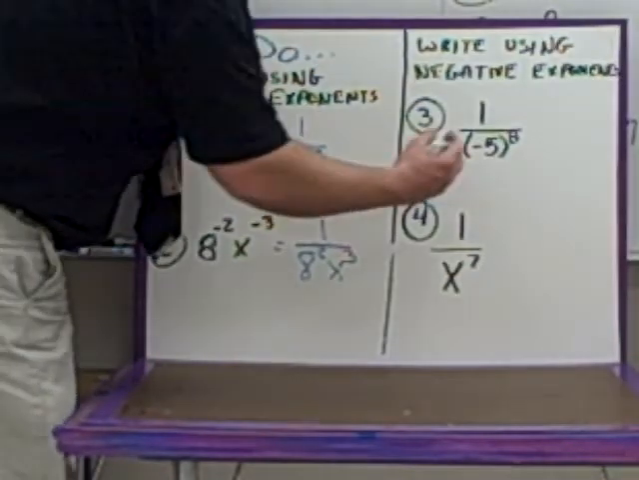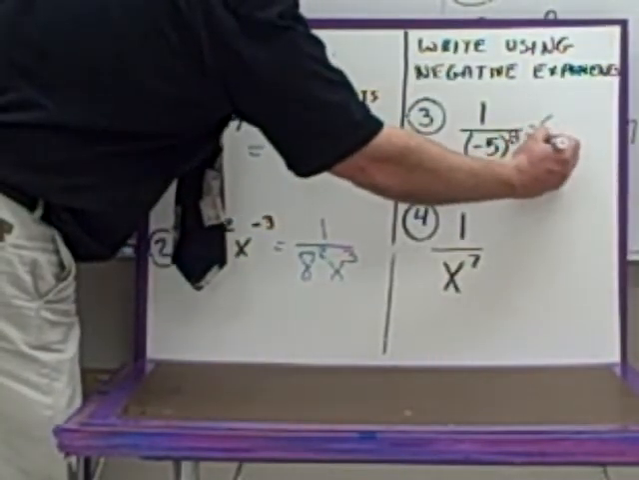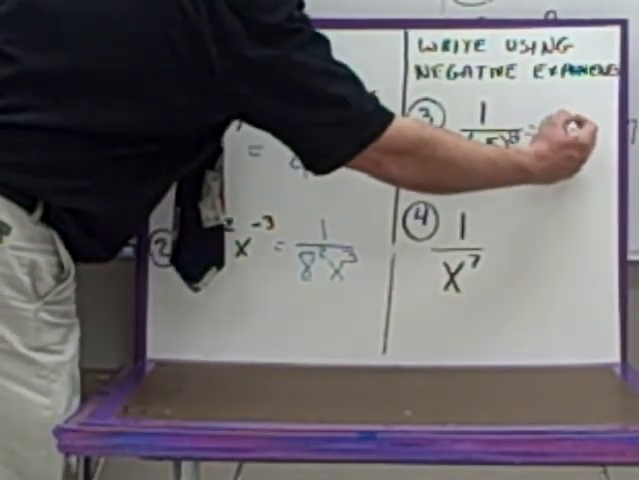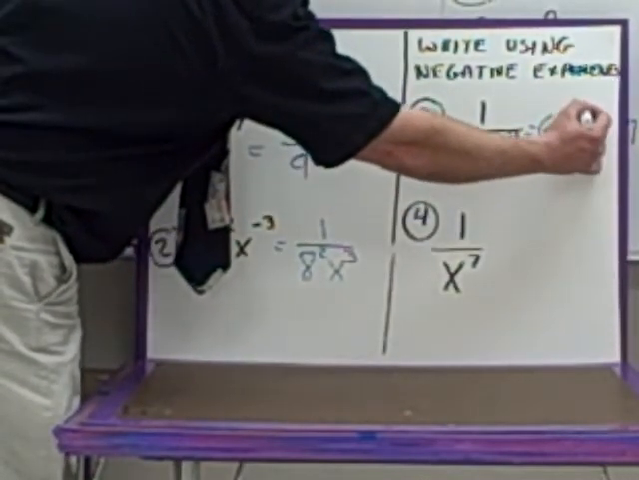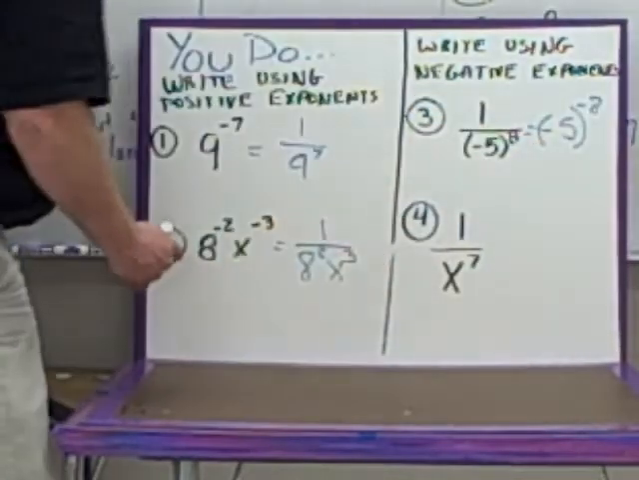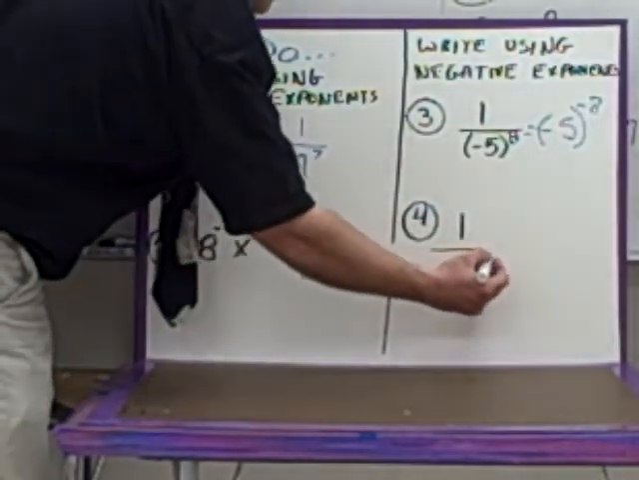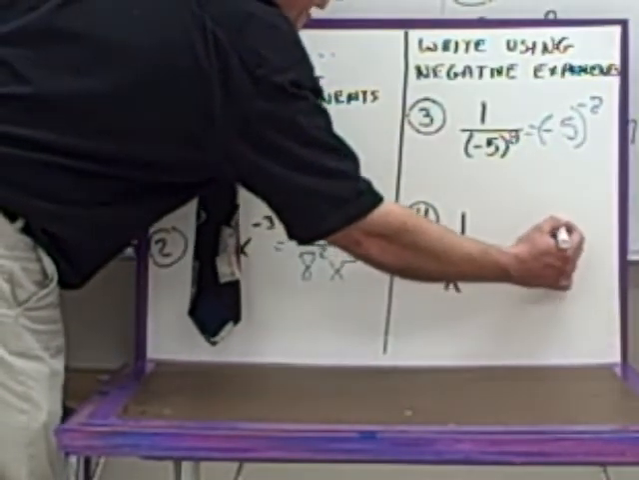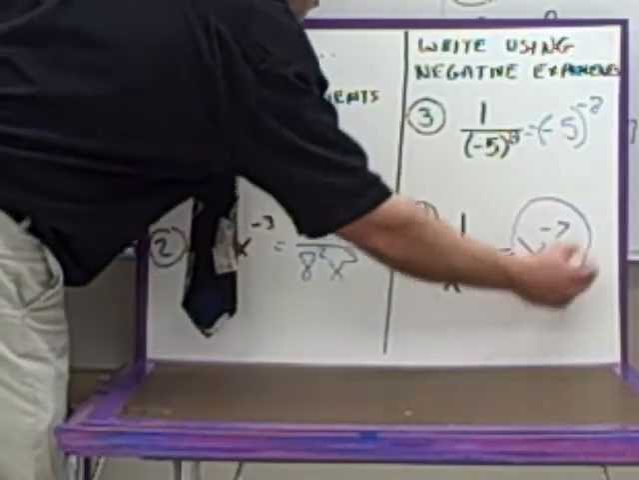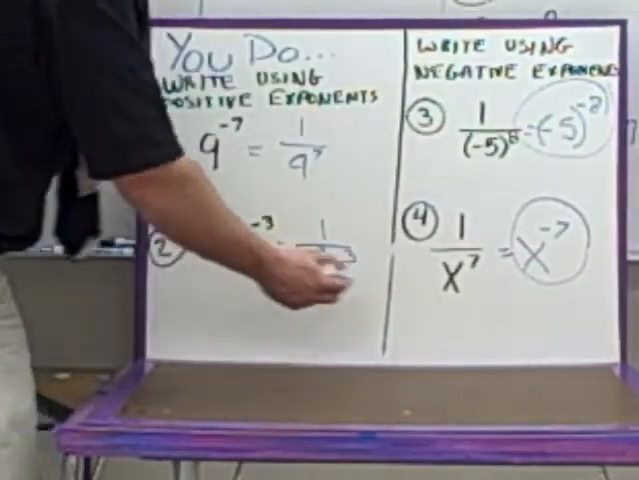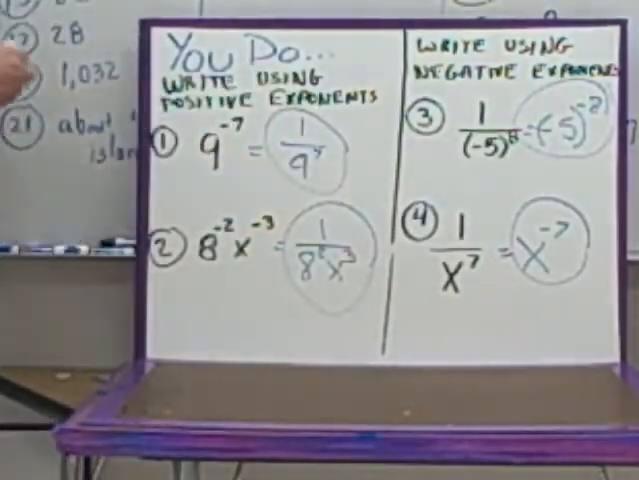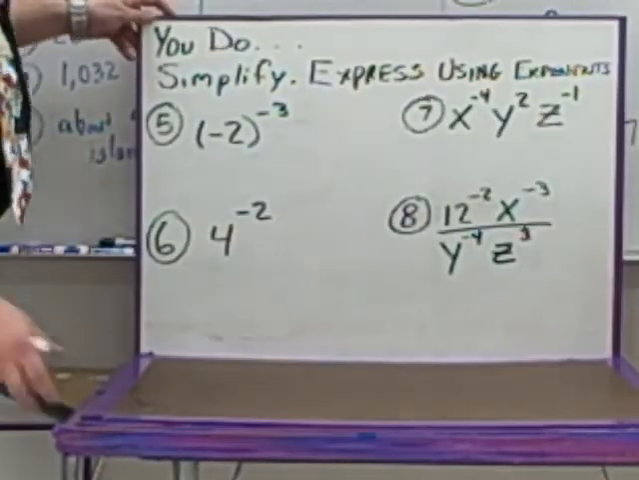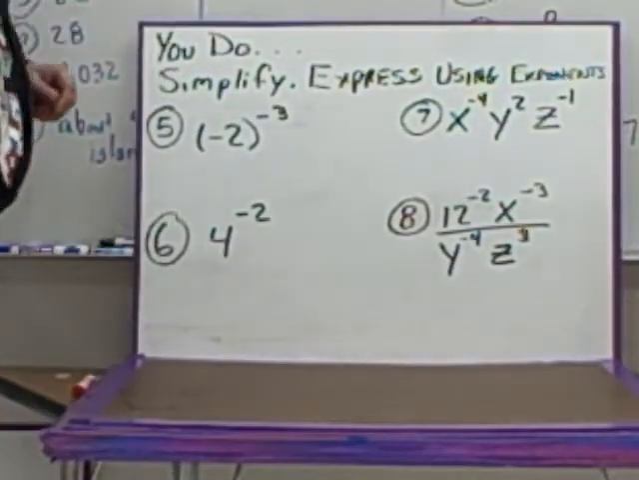Here we're asked to write using negative exponents. So this is going to be equal to, well, making this negative would have to be moving it to the top. So it would be negative 5 to the negative 8 power. Here, we have a positive 7 on the bottom. It becomes a negative 7 on the top. There's our final answers there, and there. A couple more you-dos. Pause the video, give these a try.